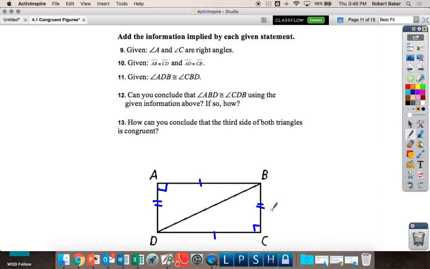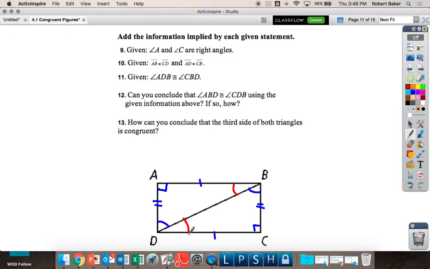Okay, this one can be confusing if you don't read it slowly. Angle ADB, that's this angle right here, is congruent to CBD. That's this angle right here. They are marked as congruent. Can you conclude that angle ABD, this angle right here, is congruent to CDB, this angle right here? Can you conclude that the right angles are congruent?